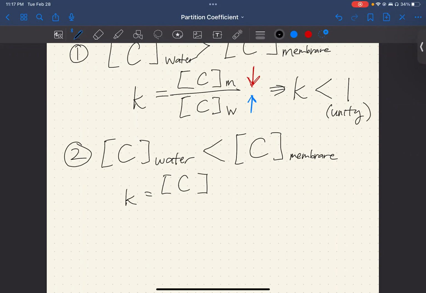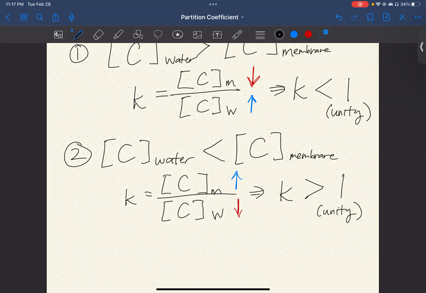So let's keep going. So we have the membrane over the concentration of the water, right? And in this case, we have a higher numerator and a smaller denominator. Well, you guessed it, this makes K, our partition coefficient, greater than unity, right? Greater than 1. It's simply saying the numerator is greater than the denominator.